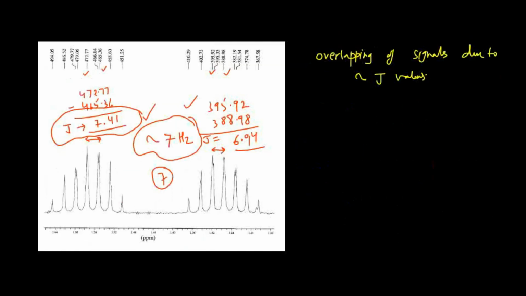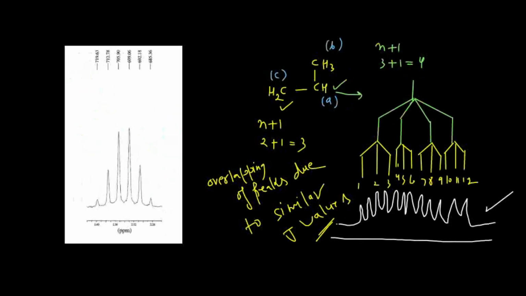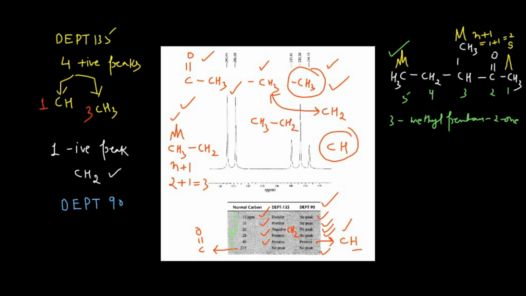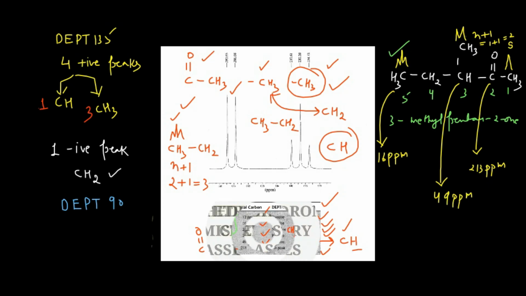If you want, you can decide the values of the carbon chemical shifts as well. Say for this carbon, the value is 213 ppm. So this is the most downfield signal. This is 16 ppm. And this one is the second most downfield signal after 213, so this will resonate at 49 ppm. Please remember, this resonates at 49 ppm.